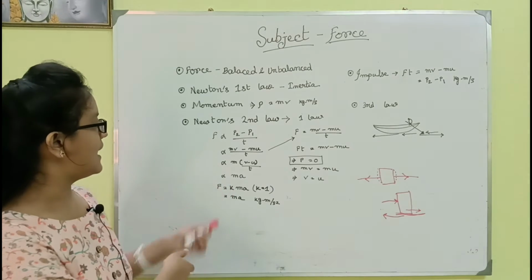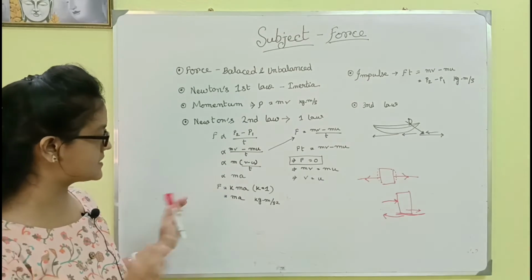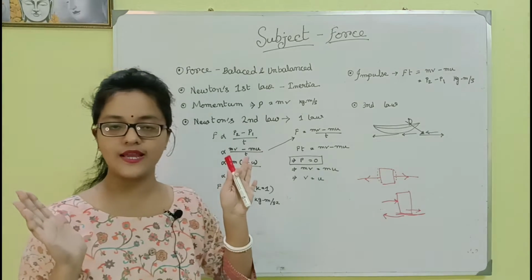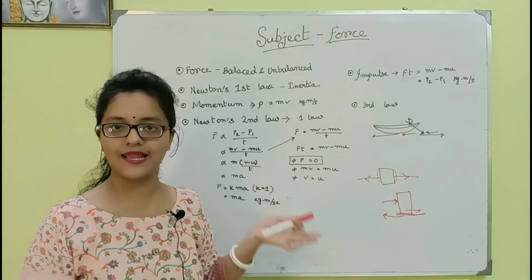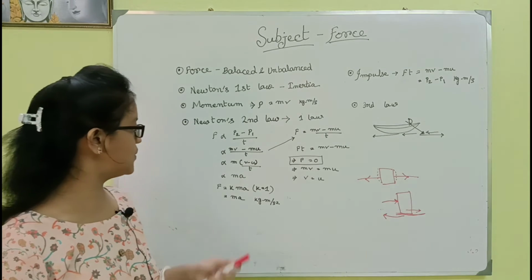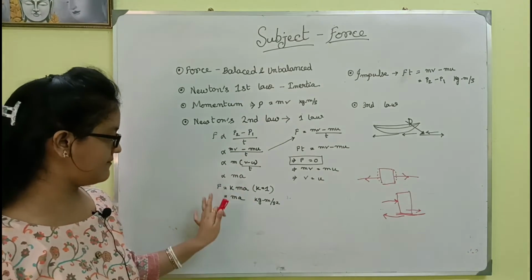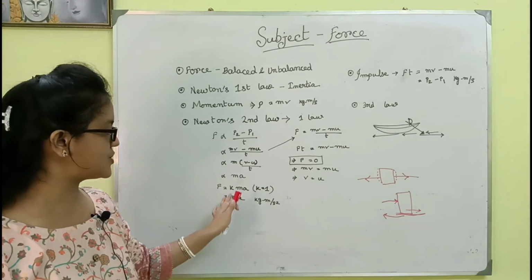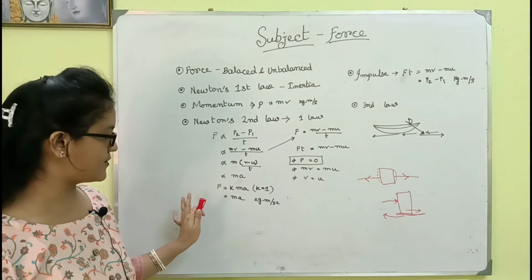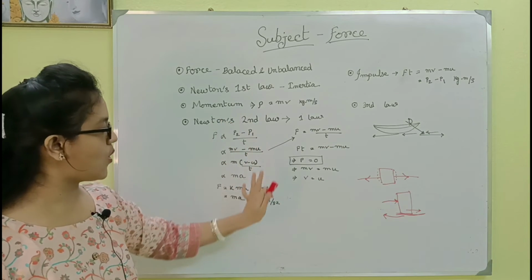So ma. If F is proportional to ma, we can add a constant k. If it is equal to kma, the amount of k can be 1. So if k is 1, F is equal to ma. For mass m the unit is kg, and for acceleration a, it is meter per second square. So the external force can be measured by ma, in kg meter per second square.